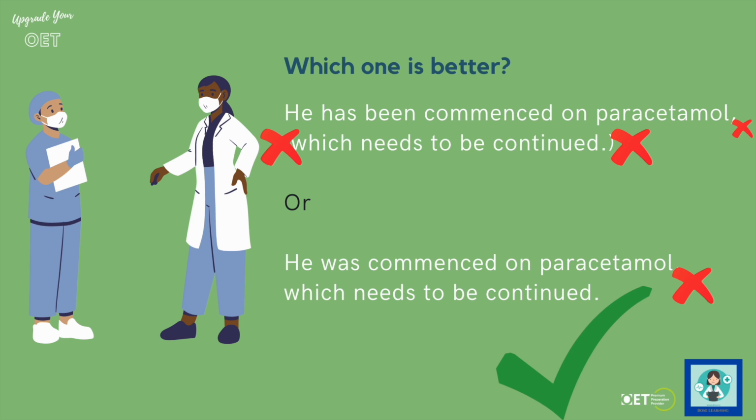And actually, it makes more sense just to say he was commenced on paracetamol, which needs to be continued. So the actual commencement just happened once. So I just would use this one here. It's far more simple to read. So this one, I personally would prefer this one here. He was commenced on paracetamol because this is a moment in time when the commencement happened. So keep the past simple rather than the present perfect here.